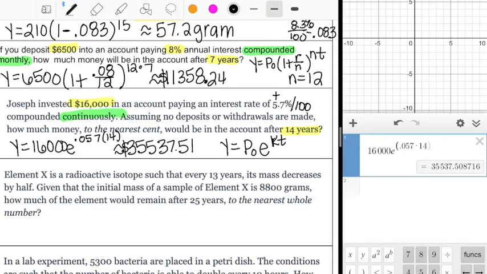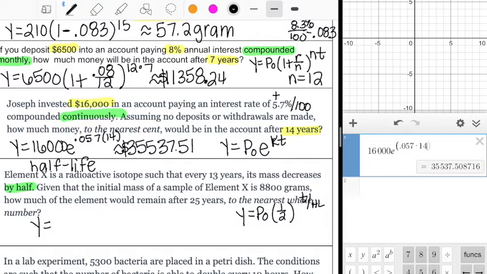All right, so the next one says element X is a radioactive isotope such that every 13 years its mass decreases by half. Right there, half-life. If it decreases by half, that means it's going to be a half-life. Now, given the initial mass is 8,800, how much of the element would remain after 25 years, to the whole number? Now, here's the key thing. When we do half-life, you start by doing the initial value. Your base is 1/2, and we have the time divided by the actual half-life, okay?